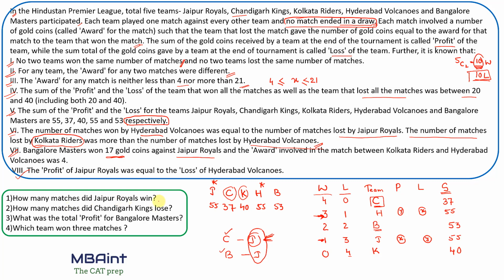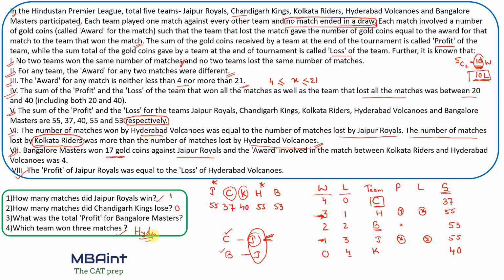How many matches did Jaipur Royals win? We know that Jaipur Royals won just one match. How many matches did the Chandigarh team lose? The Chandigarh team wins all the matches and loses none. What was the total profit for Bangalore Masters? We need to find this value, so let's wait, we'll see it later. Which team won the 3 matches? We know that it is Hyderabad. So you can see that without much solving, we are easily able to answer 3 of the questions.